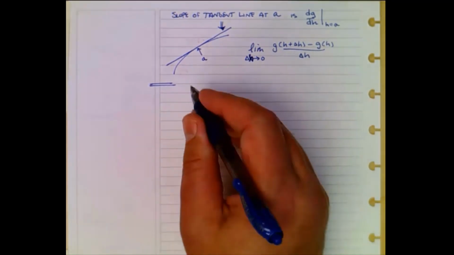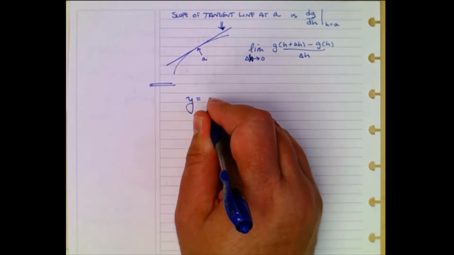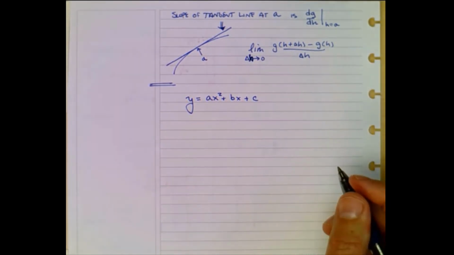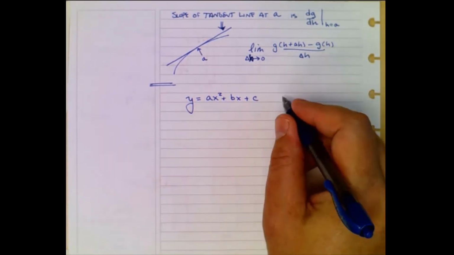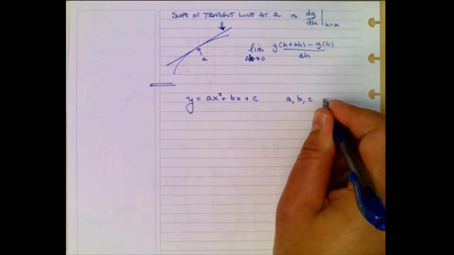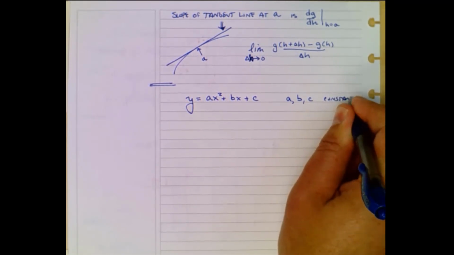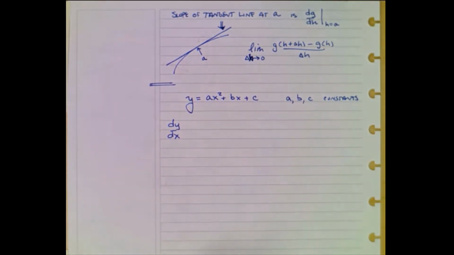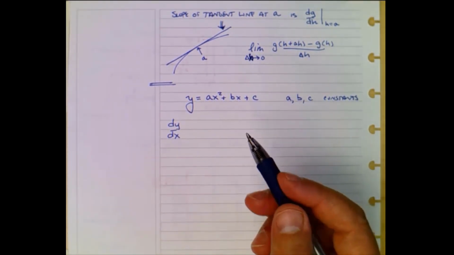Just to illustrate this, let's suppose we take the function y equals ax squared plus bx plus c, where x is an independent variable, and a, b, and c are constants. And I want to know what's dy dx. Because at each specific value of x, we can define a particular slope for this tangent line. And this is clearly going to be a nonlinear curve, so that slope is going to be changing all the time.